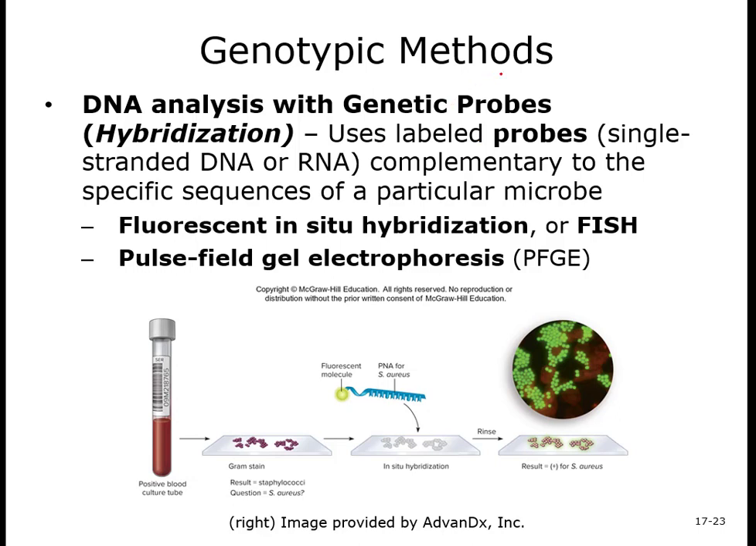Now let's talk about the genotypic methods used to identify a pathogen. Genotypic methods means that we're going to need some sort of DNA analysis, or if it's an RNA virus that doesn't have DNA, we can also use some RNA methods to identify the pathogen. The first example of a genotypic method is something called FISH.